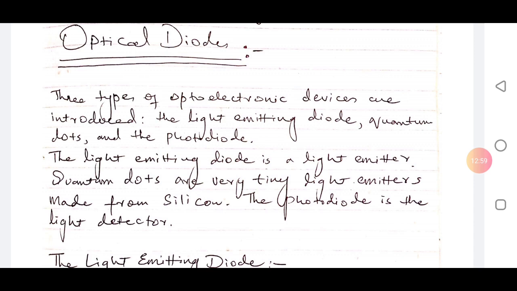A photodiode is not a light emitter. A photodiode is a light detector, i.e., when light falls onto the photodiode, it detects it and generates a signal at the output.